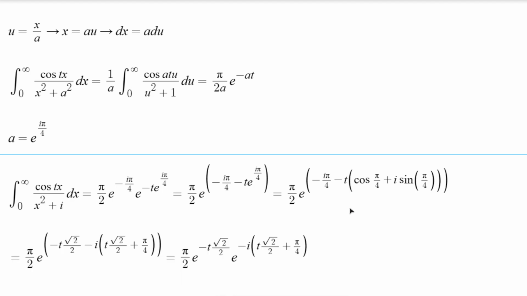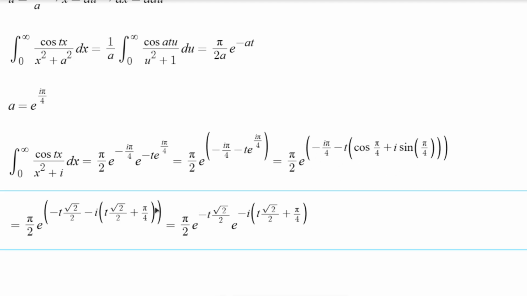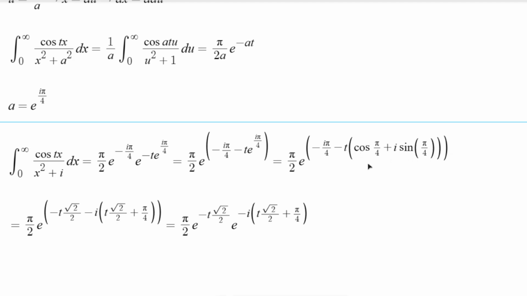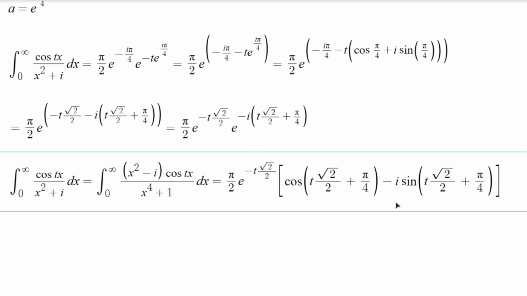All right. And then next, I just continue with the simplification. You can see I took this and combined them and then separated the real and imaginary parts. And then I split it up into two exponentials, one being this one, that's e to the negative t square root of 2 over 2 right here. And then we have e to the negative i times t square root of 2 over 2 plus pi over 4. And you can see I also took the values of cosine pi over 4 and sine pi over 4, which are both square root of 2 over 2. All right. So now we're here.